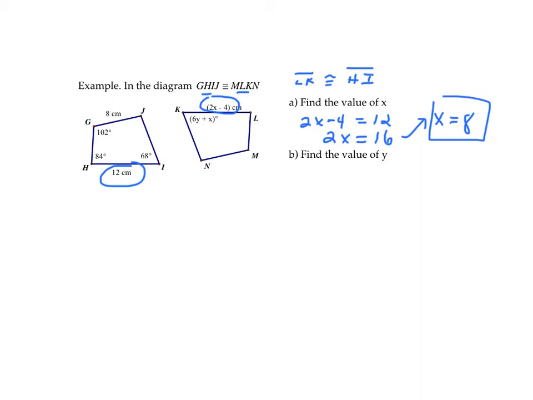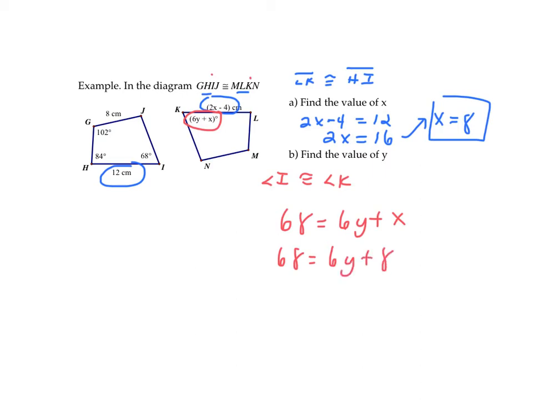Now we're going to need that in order to solve for y, because I kind of looked ahead and I saw that my y was right in here with angle K. So again, angle K corresponds to angle I. Look at the names of those two figures. So remember, the corresponding parts of congruent polygons must be congruent. So we know that angle I is congruent to angle K. So that means they have to have the same measure. So we're going to set 68 equal to 6y plus x. Now remember, we just solved for x, found out that x is equal to 8, so plug that in there.